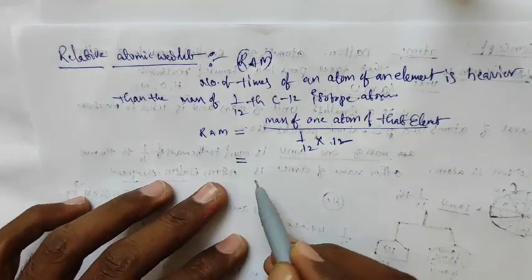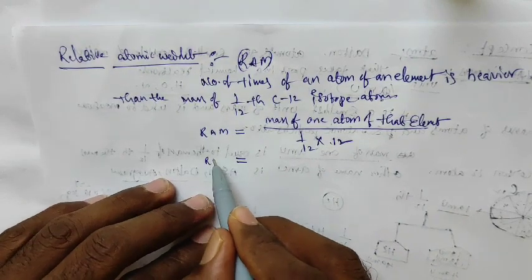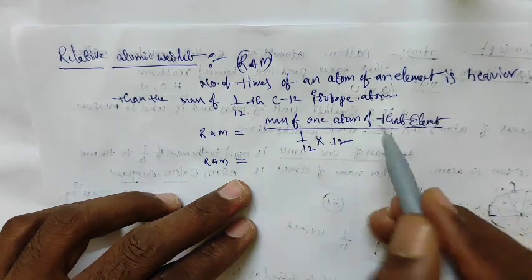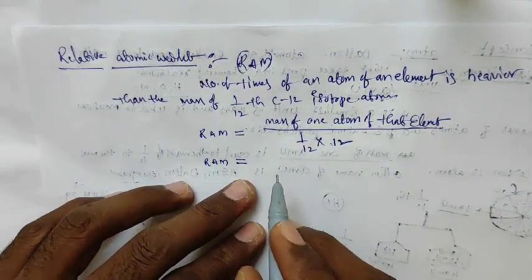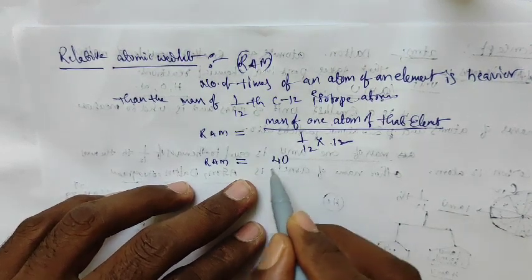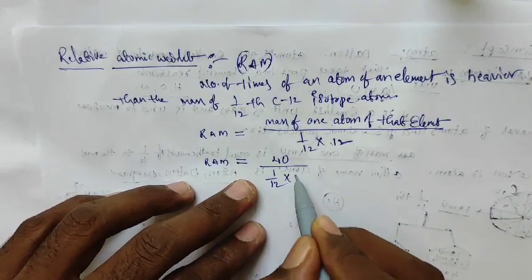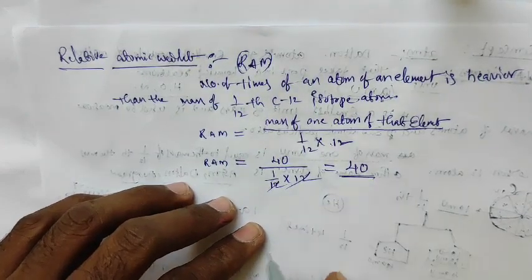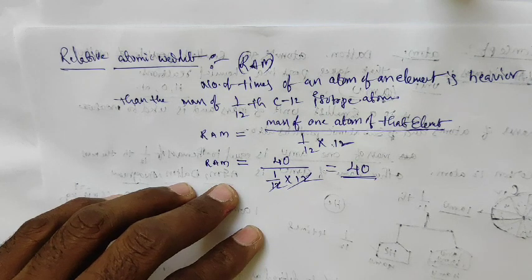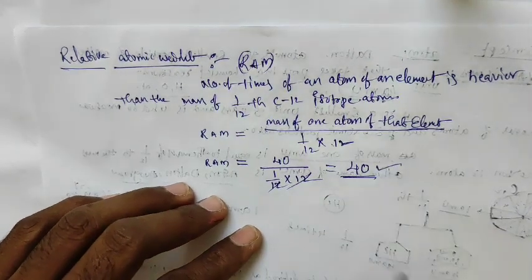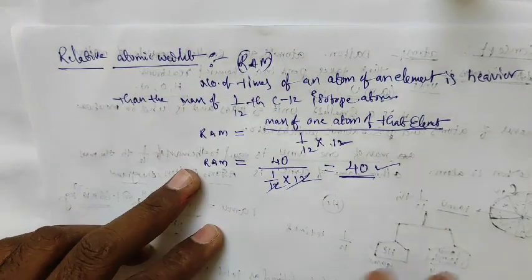Now apply this. For relative atomic mass, we take one atom of that element, some other, like a calcium atom. For example, if we want the atomic weight of calcium, that atomic weight is 40 by 1/12 into 12. The 12 cancels, we will get 40. So this is the average atomic weight: on average the atom is 40 times heavier than 1/12th of the carbon isotope atom. How many times? 40 times heavier. So this is only a relative atomic mass comparison.